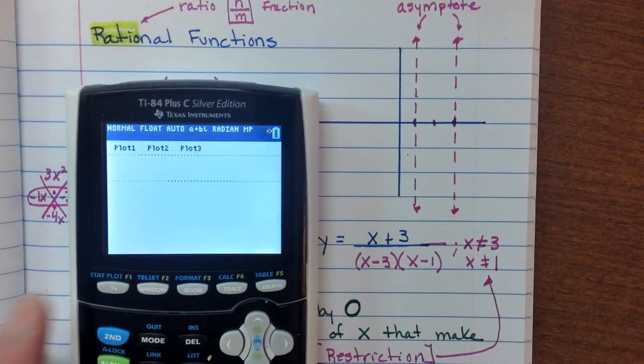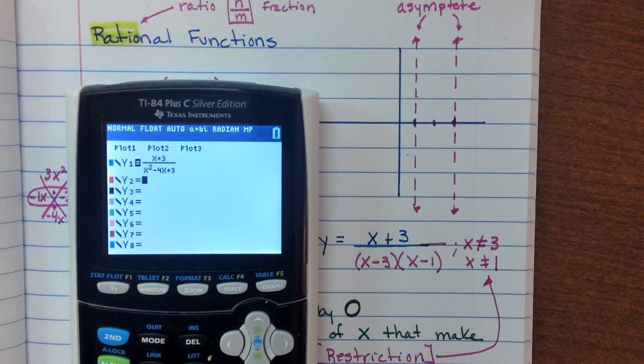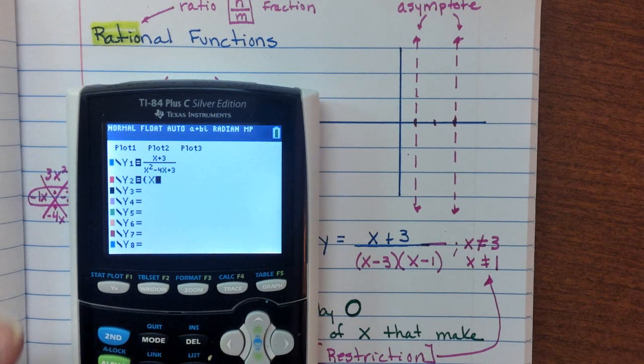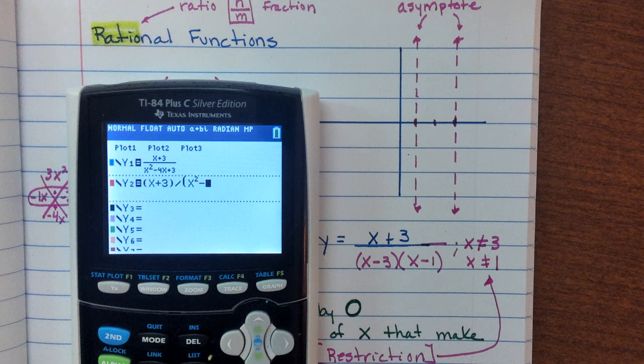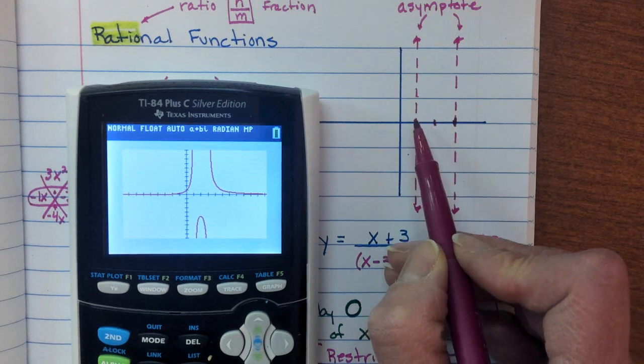So I'm going to show you what it looks like in y equals. I put it in that way, but if you don't have the fraction function, you would do parentheses, x plus 3, close parentheses, divided by parentheses, x squared minus 4x plus 3. That's the other way that you could put that in if you do not have the ability to put it in as a fraction. So you can see it traced right over it. So I can see here I have a restriction here and here.